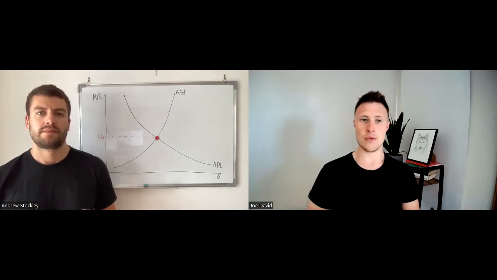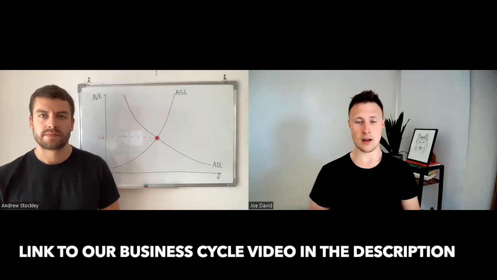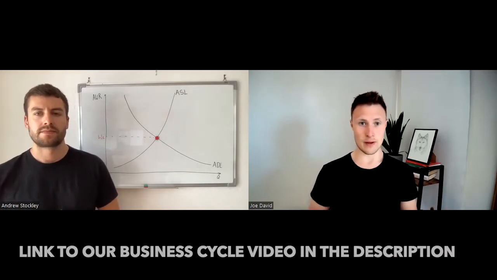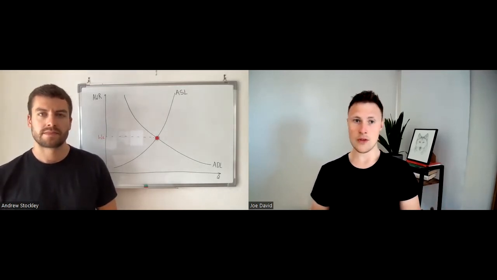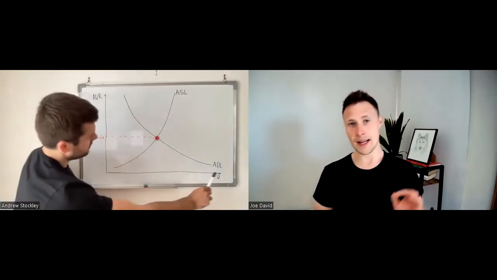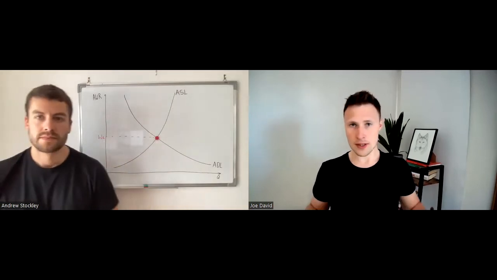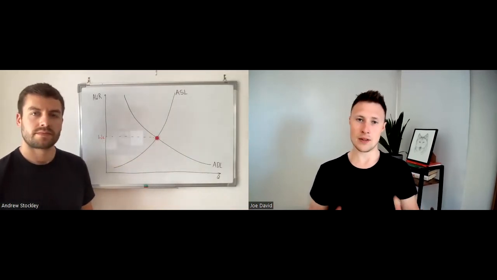Let's first assume the economy is at its peak of its business cycle. Now, if you don't know what a business cycle is, we do have a previous video covering that. In this position, the aggregate demand for labour and the aggregate supply of labour are in equilibrium at wage rate W1. There is no disequilibrium unemployment at this point.